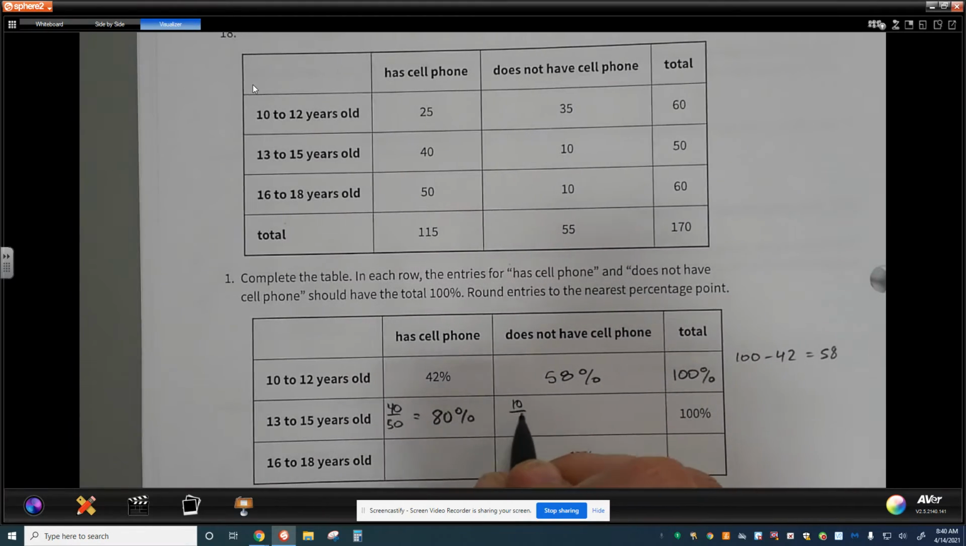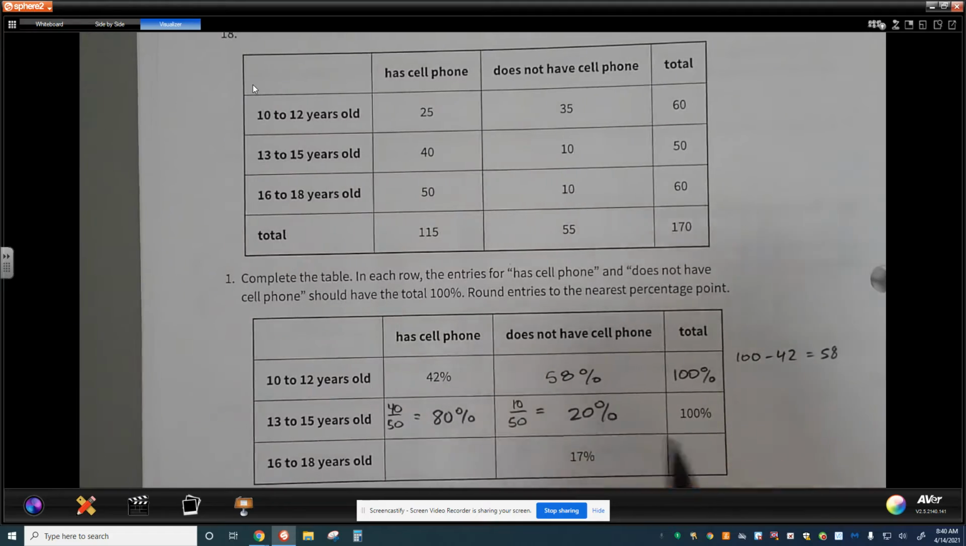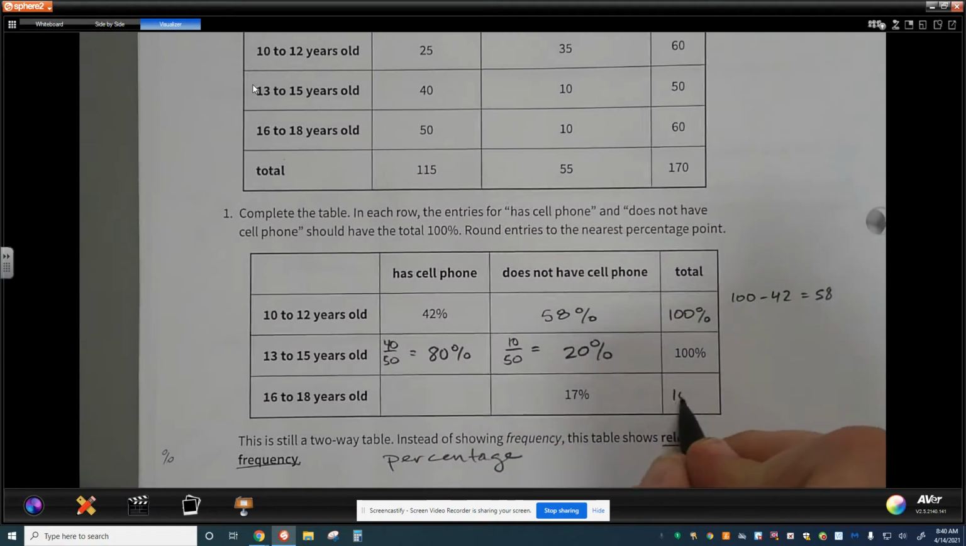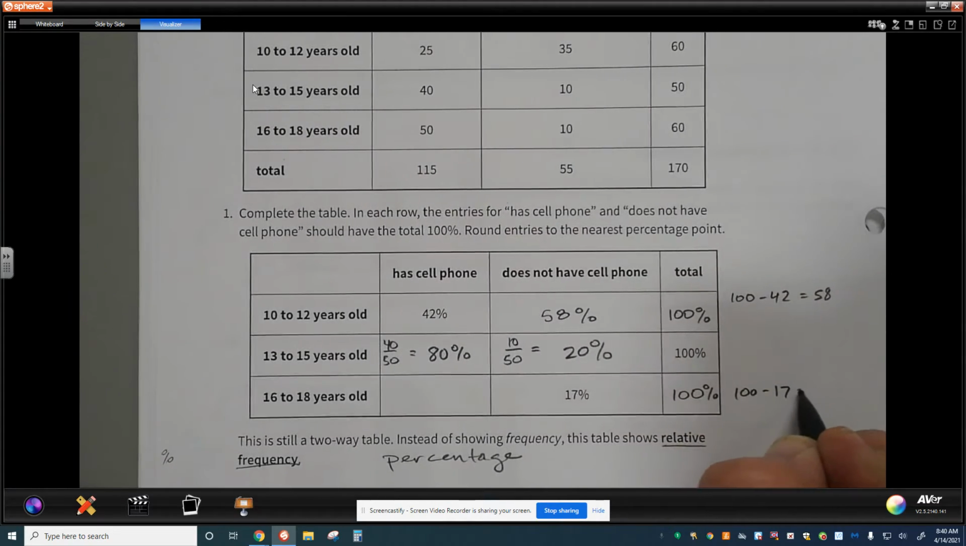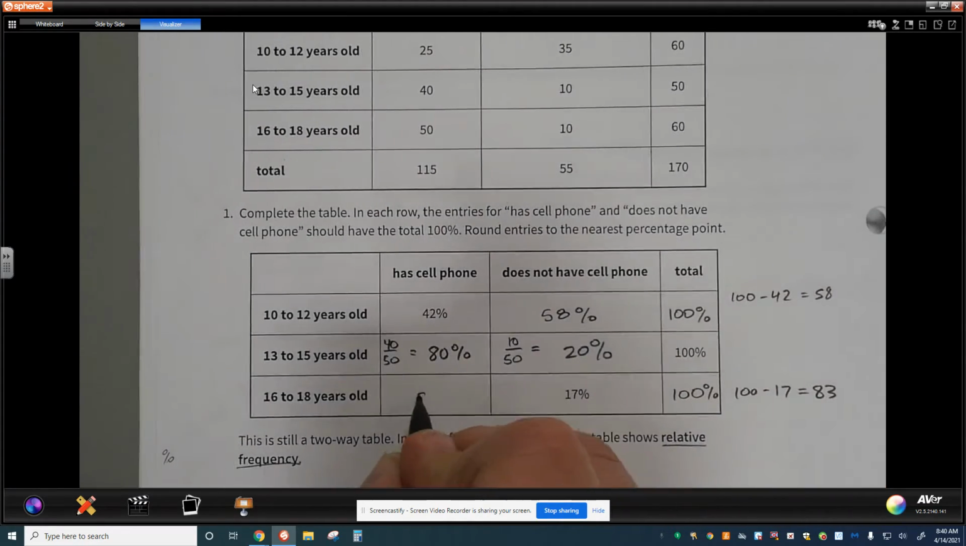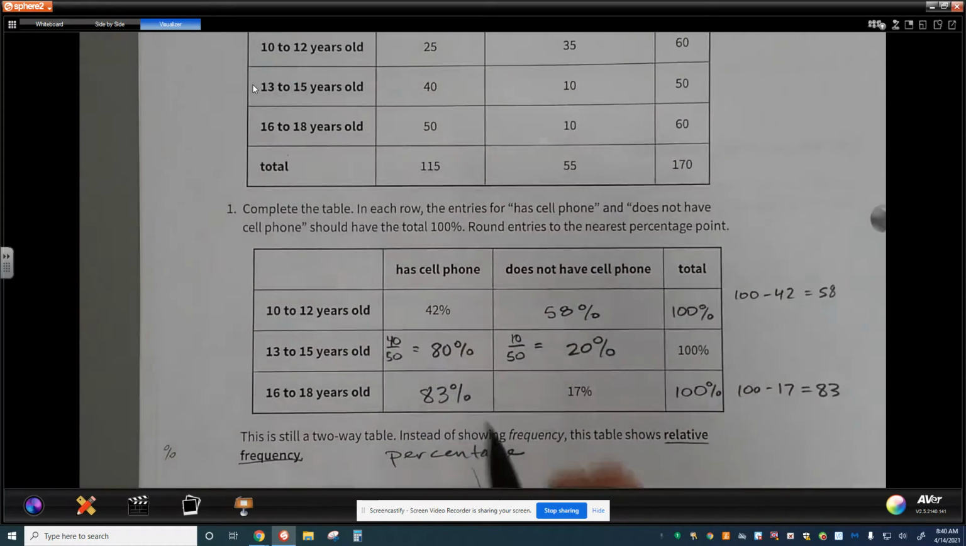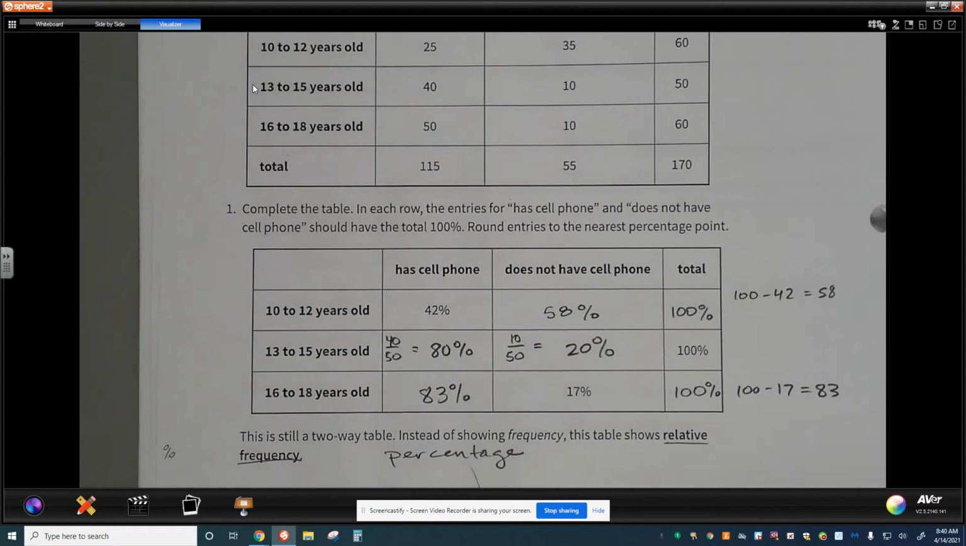And then we can look at 10 out of 50 is equal to 20%. And finally, the last one, again, very similar to the first one. 100 minus the 17 that's given gives us 83. And so we have 83% of these children who have cell phones in the ages of 16 to 18 years old.